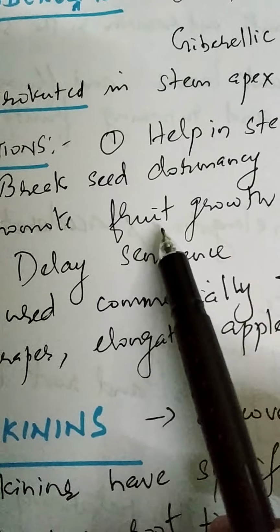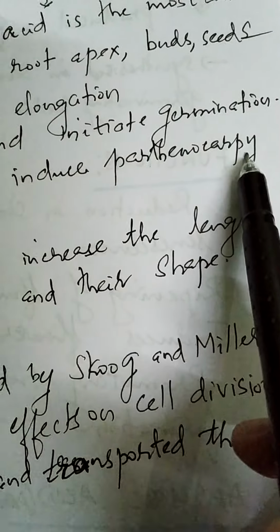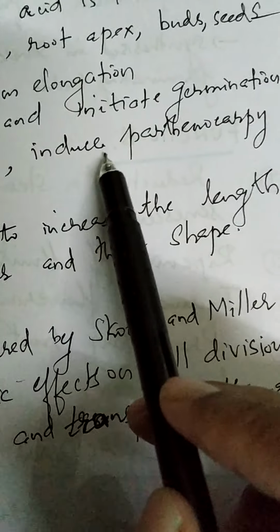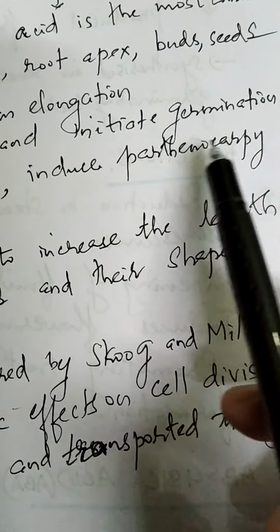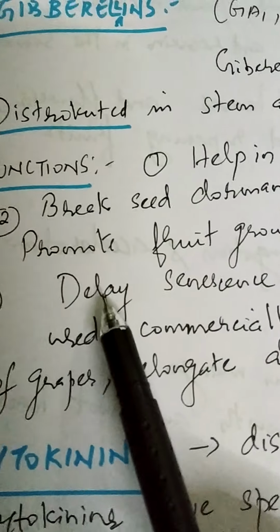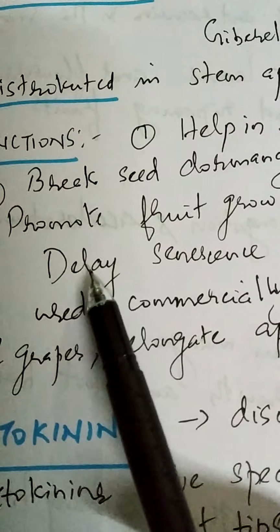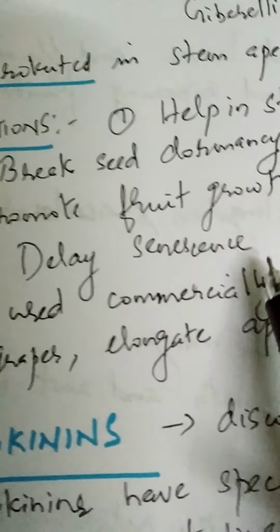Third function, promote fruit growth and induce parthenocarpy. As we have seen in the auxins, these gibberellins also help in production of parthenocarpic fruits, that is the fruits which are formed without fertilization. Next function is delay senescence. So gibberellins also delay the aging process in the plants.